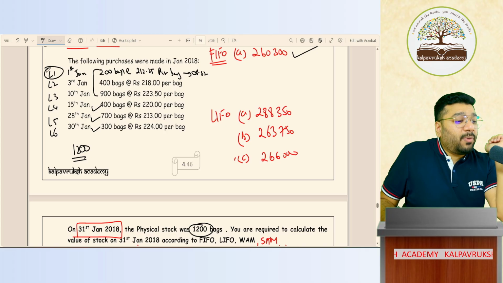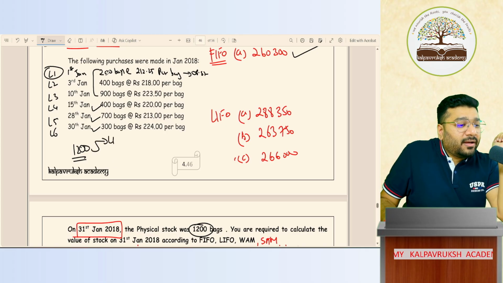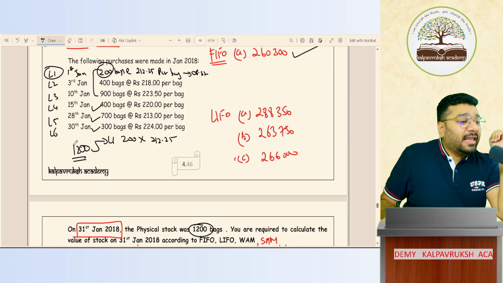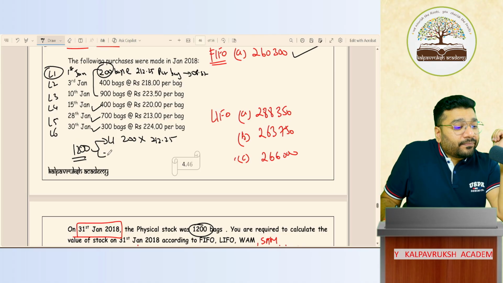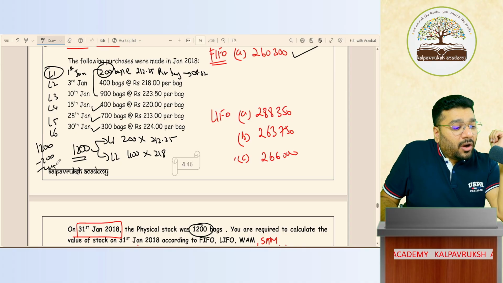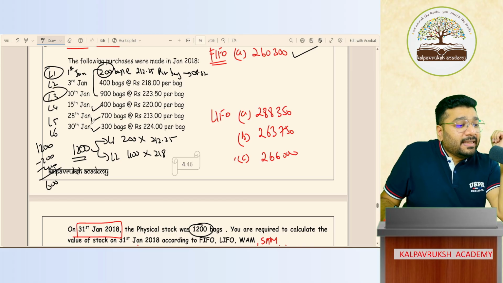From L1, at least, there is a possibility that it will be there in stock. So from L1, how many bags? 200 bags. What is the rate? 212.25. Okay, not okay. Out of 1200 bags, 200 is taken from L1. What is the remaining from L2? 400 into 218. Still I need how much? 1200. 200 gone, 400 gone. What is the balance? 600. So that is going from L3.